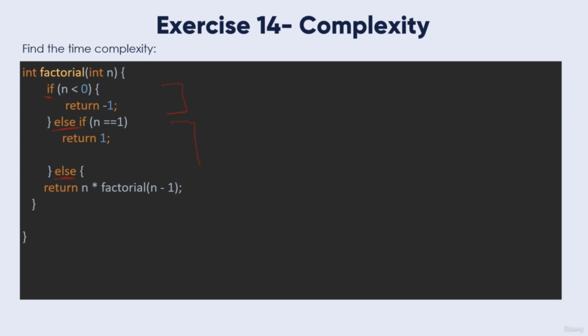So if, else if, and else. We are having three possibilities, or three switches: if, else if, and else. Three cases. So we take the worst one. We start studying with the first one.